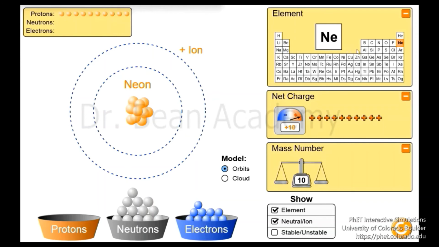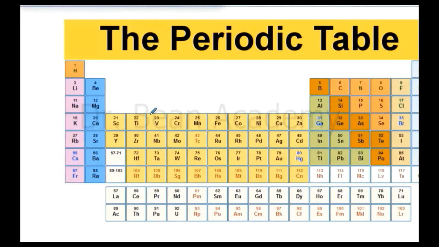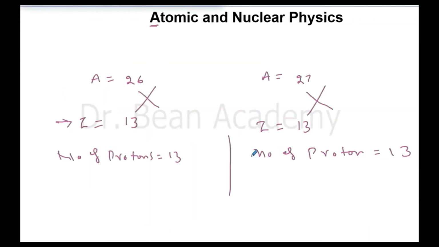11, 12, 13. Okay, 13 is aluminum in the periodic table. I can see that. So, okay, I found it. It is aluminum. You can see it in the periodic table: at 13, it is aluminum. So you can consult the periodic table to find what the element is. So the element is aluminum, and the second is also aluminum.